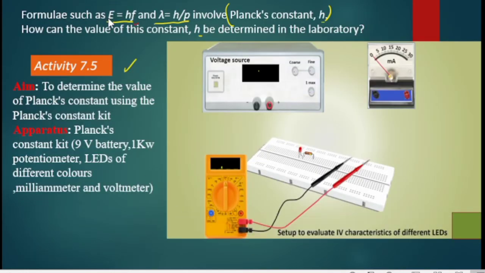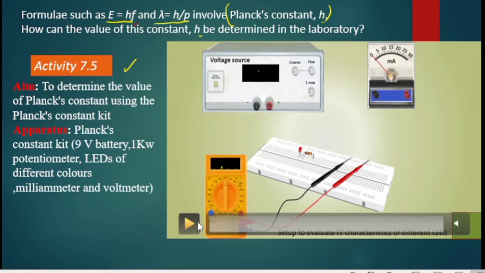Okay, last time we have discussed about energy of photon, E equals hf, and de Broglie wavelength, lambda equals h divided by p, which involve Planck constant h. How can this constant h be determined in the lab? You can refer to activity 7.5 in your textbook. The aim of this experiment is to determine the value of Planck constant using the Planck constant kit.